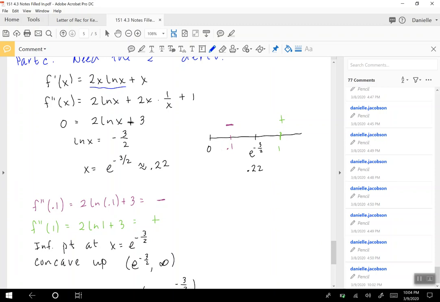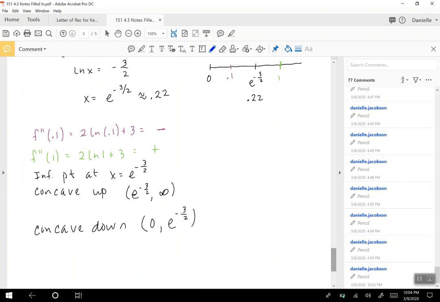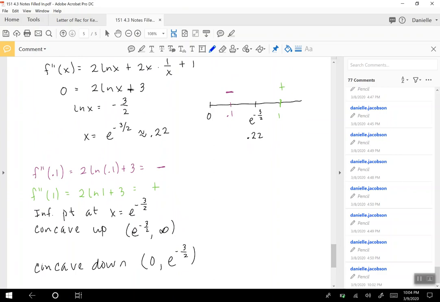Okay, 1 is after the 0.22 and easy enough to plug in, so I just use that. If you plug 1 in, you get a positive. So my second derivative is positive there. All right, so now we can conclude that from e to the negative 3/2 out to infinity, since my second derivative is positive, I know my graph is concave up. All right, from 0 to e to the negative 3/2, my second derivative is negative, so I know the graph is concave down there. And also recall that when we switch from concave down to concave up, or from concave up to concave down, we have an inflection point. So that means we have an inflection point at e to the negative 3/2.